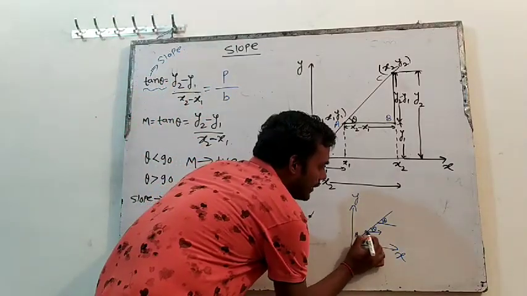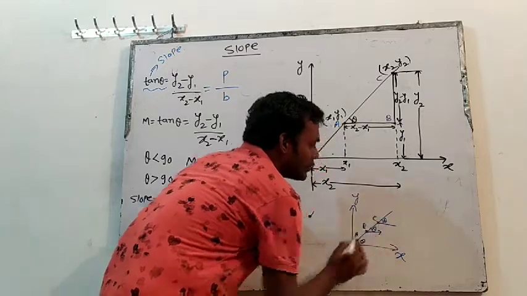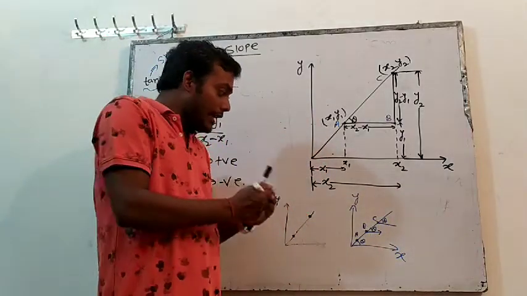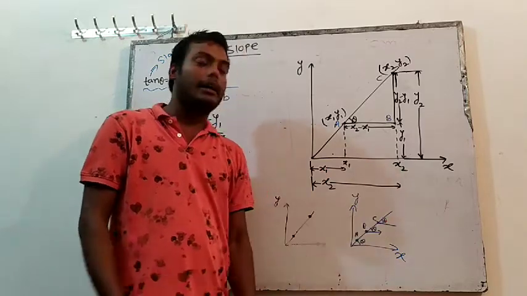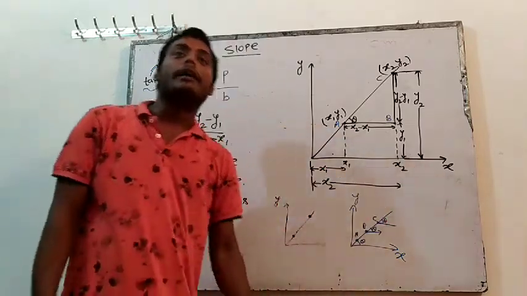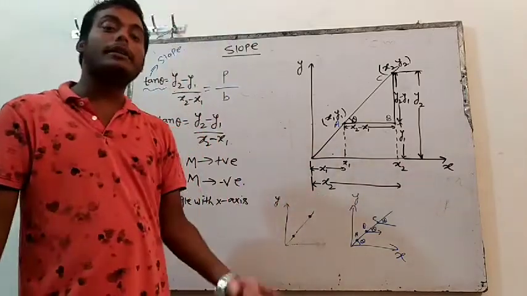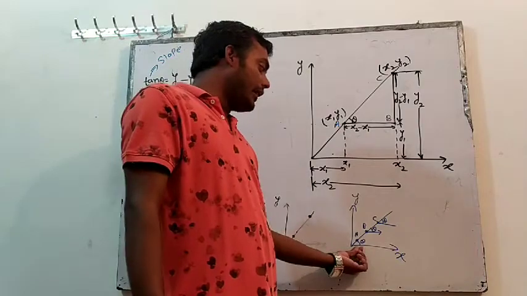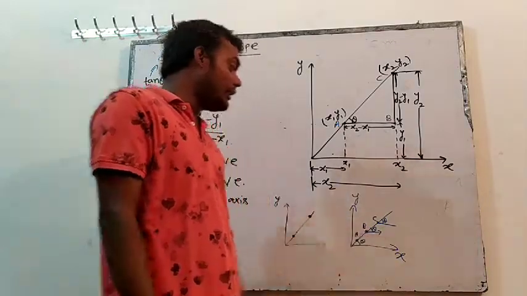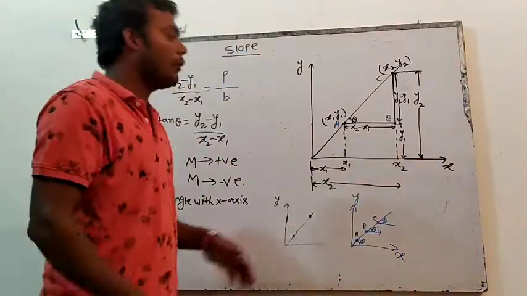Let's say this is point A, this is point B, this is point C. Here the angle with the x-axis is theta, here also theta, here also theta. So the angle with the x-axis is constant, which means the slope is constant. If the angle is 30 here, it is 30 here also, and 30 here also. So this line's slope is constant.